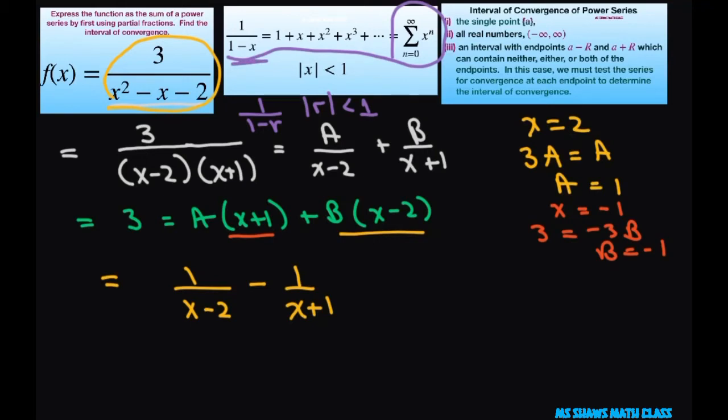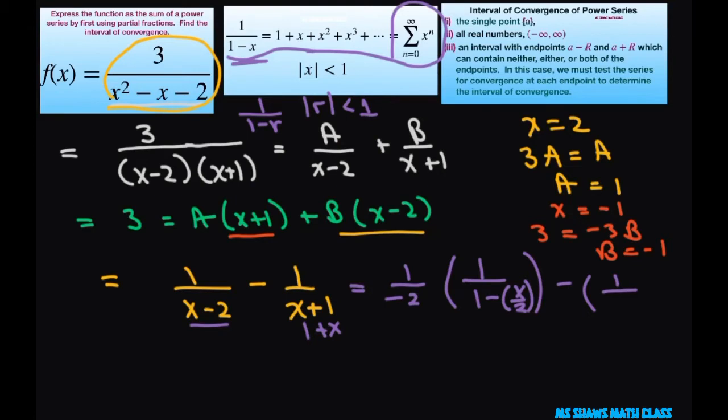So what we're going to do is factor out negative 1 divided by negative 2. And that's going to give me, for the first one, 1 divided by 1 minus x divided by 2. Now it looks like this. And then for the second piece, we have minus, and I can write this as 1 plus x. So this is going to be 1 divided by 1 minus a negative x.